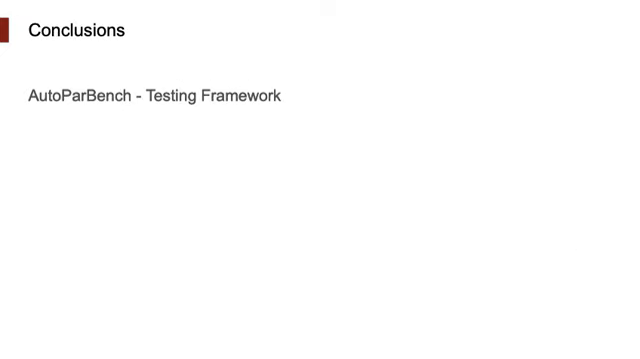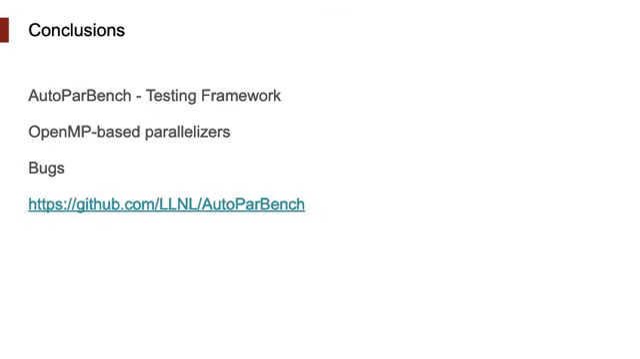With these bugs, I conclude the presentation of our paper, which has introduced AutoParBench, a test framework for autoparallelizers. These autoparallelizers annotate programs with OpenMP, and we can compare them by converting this output to a common representation called a JSON snapshot. AutoParBench has already been useful to report a number of bugs in different tools.